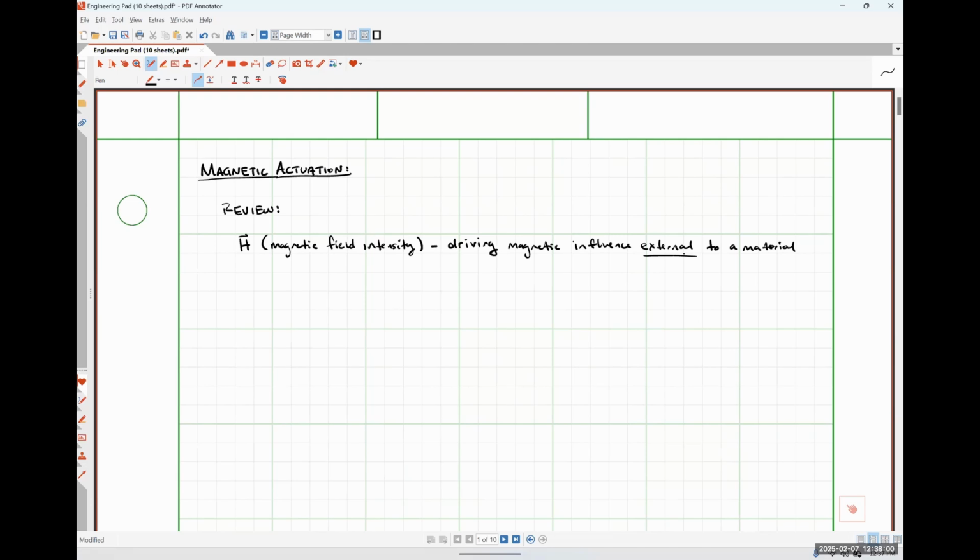It's part of what's called the magnetomotive force, or a portion of the magnetomotive force, which is typically the thing that we, as an engineer, control in a magnetic system. And it is measured in amps per meter.